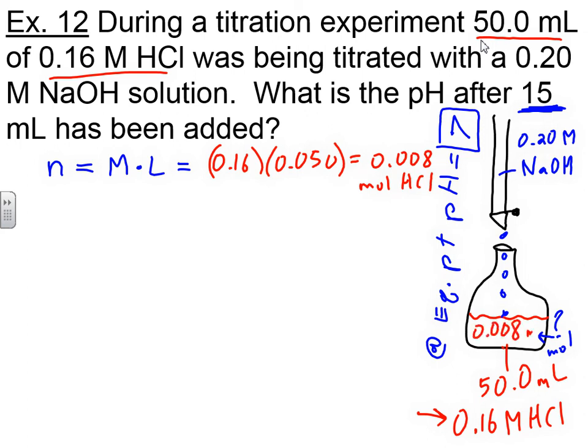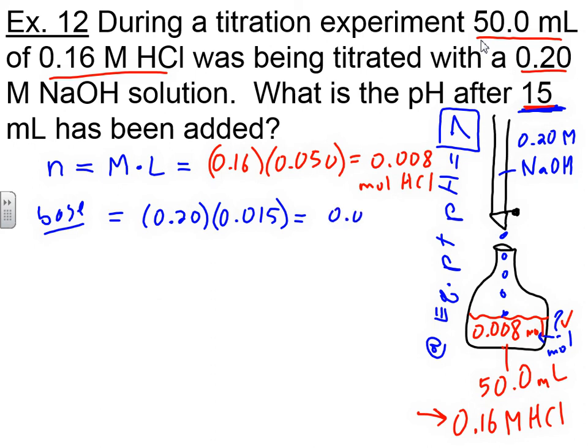Well, let's see. If we're adding 15 mils of the base, that's 0.20 molar, how many moles of the base have we added? Let's do the same thing for the base. We've got 0.20 times 0.015. Let's see how many moles of the base I've added. So 0.2 times 0.015. Looks like I added 0.003 moles of the base, in this case standard sodium hydroxide.